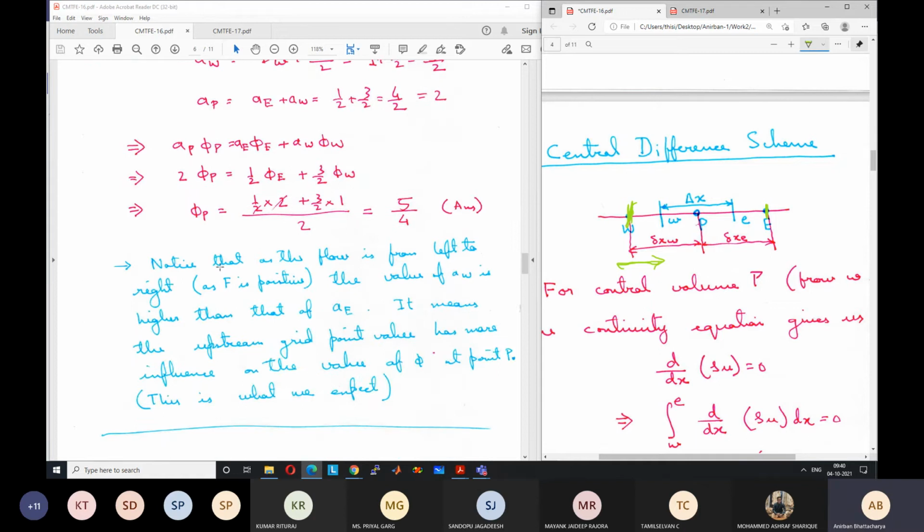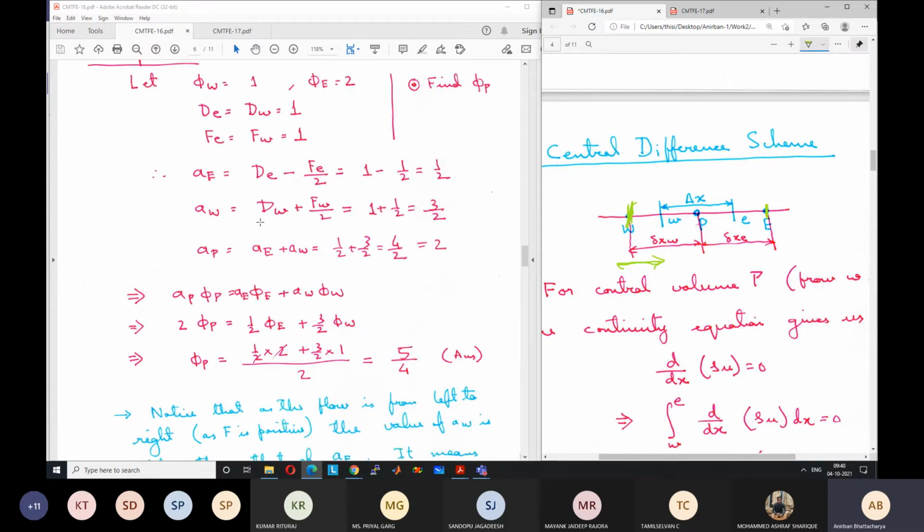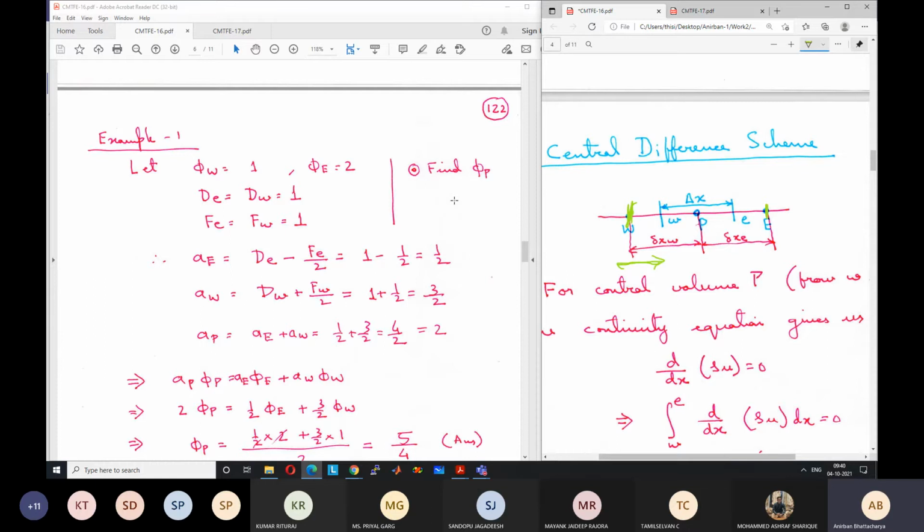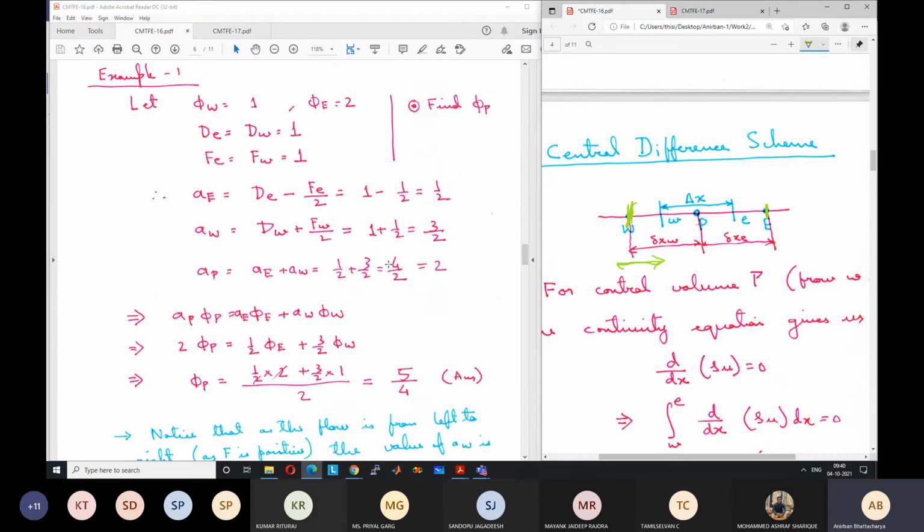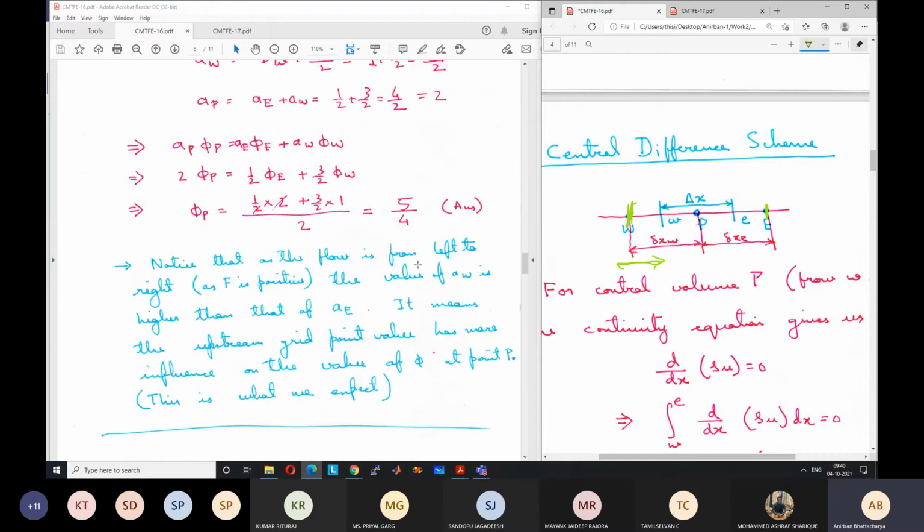We have discussed, notice that as the flow is from the left to right, the value of AW is higher than that of AE. What was the value of AW? It is 3/2. AE is 1/2. So the effect of phi W is larger. That is true because flow is coming from west to east. So for flow from left to right, as F is positive, the value of AW is higher than that of AE. It means that the upstream grid point value has more influence. This point has more influence on this point as compared to this point.